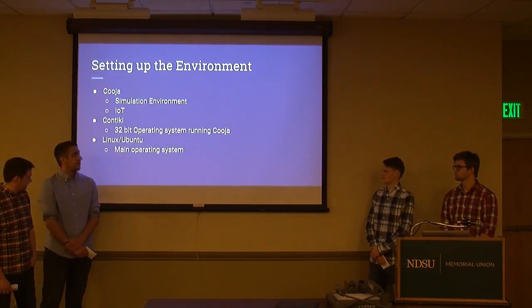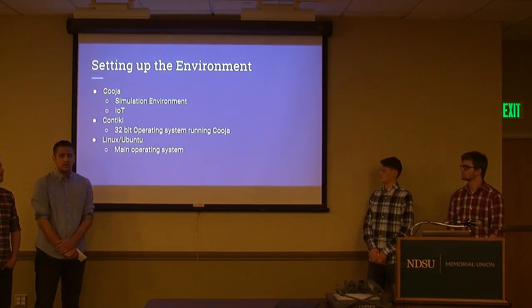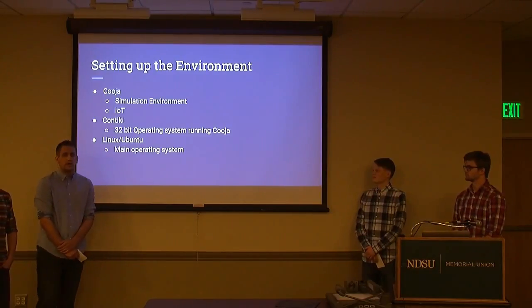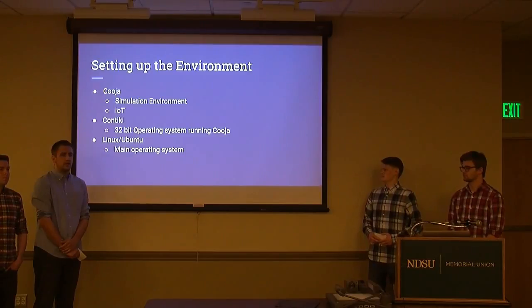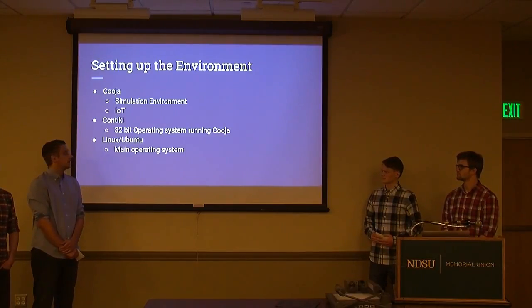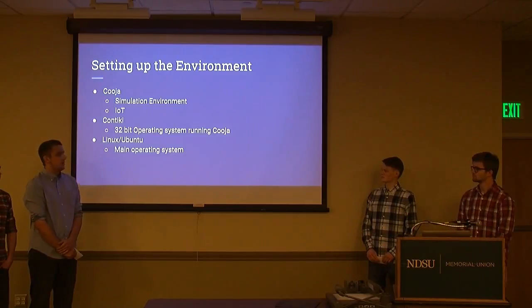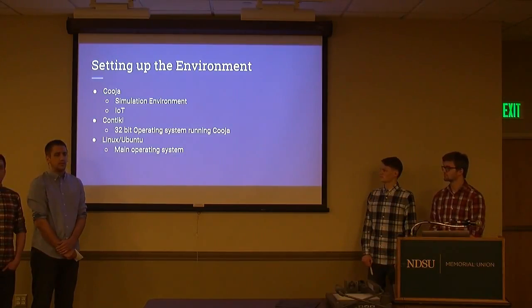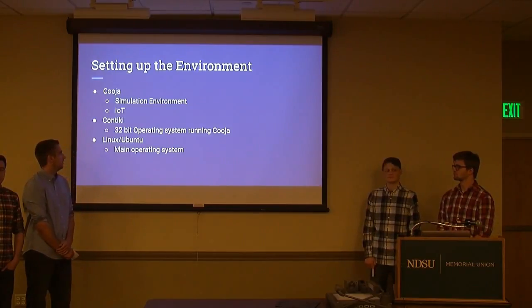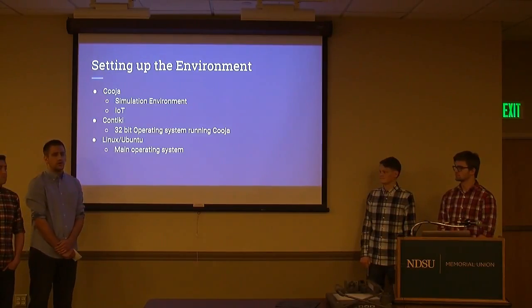Okay, so I'm going to talk about the environment that we're working with, and there's 3 main components to it right now. And the first one is Cooja, and Cooja is a network simulator that we use to get analytics from the networks that we would set up. And Cooja itself comes on the Contiki repository, which you can pull from GitHub. And then on top of that, we were using Ubuntu to contain all of that stuff.